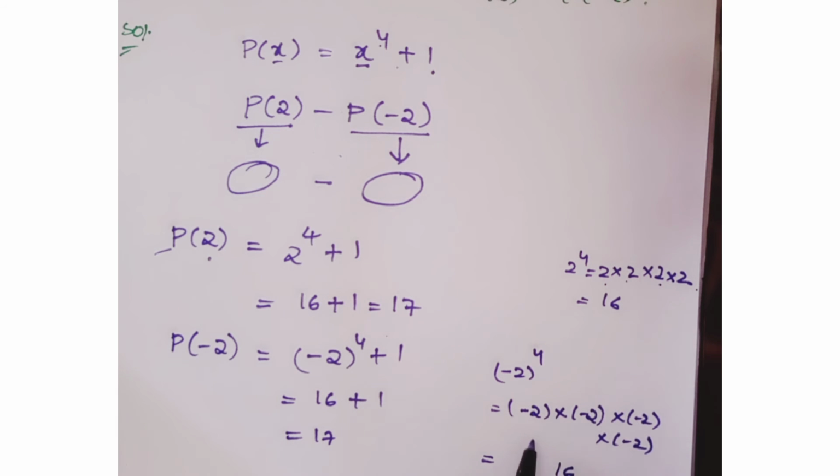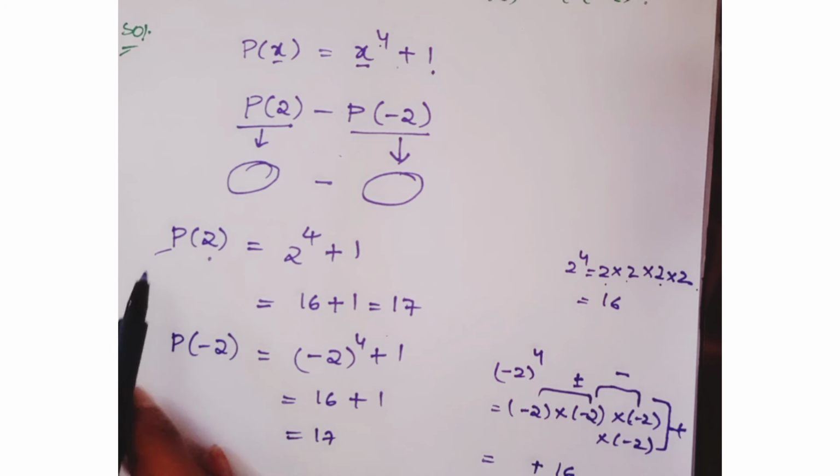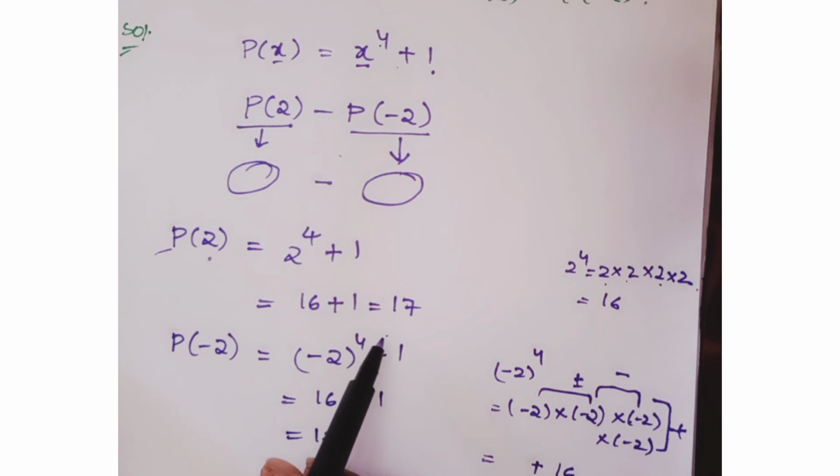Now coming to the signs, minus into minus is plus. Now when we multiply these two, we get the sign as plus. Now plus into minus is minus. Now minus into minus again becomes plus. So we get plus 16. 16 plus 1 is 17. So the value of P of 2 is 17 and the value of P of minus 2 is 17.